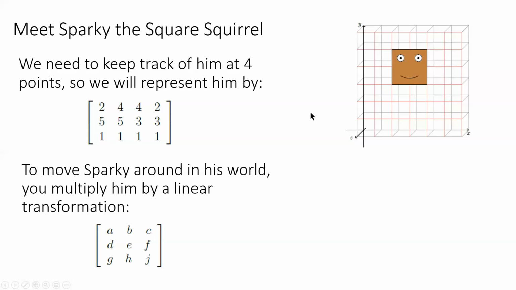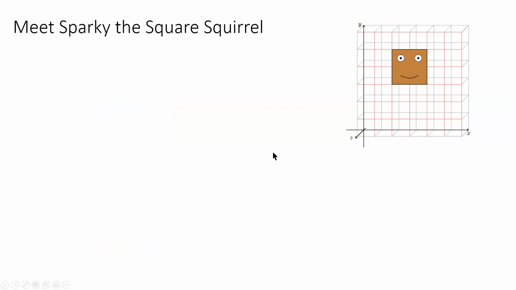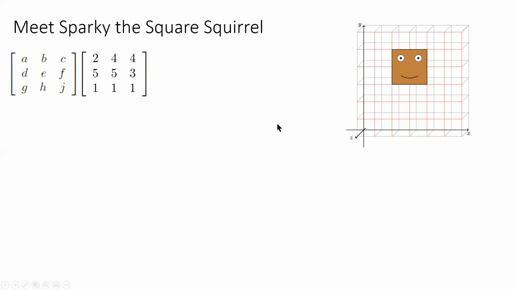I want to be able to multiply him by a 3 by 3 matrix to move him around his world. Since I only really need 3 points to represent Sparky, and I want it to be invertible, I'm going to just use the first 3. Like, what did I have? I have that 2, 5, 4, 5, and 4, 3 are the 3 points I keep track of. And I want to see how I might move him left or right.